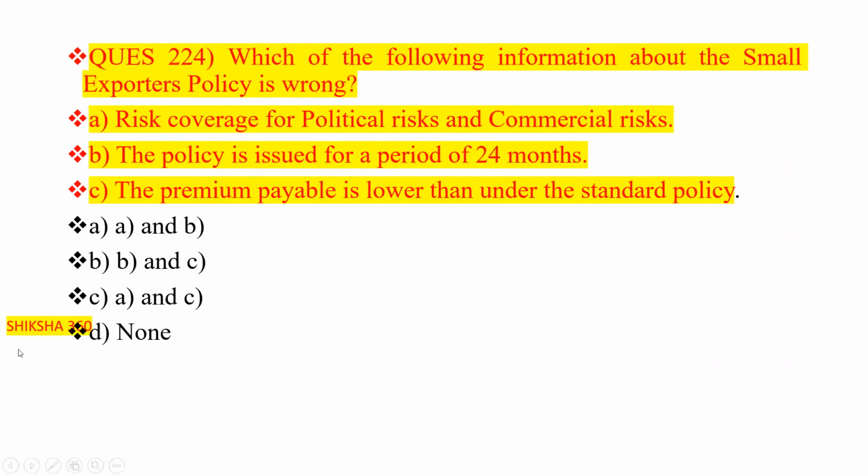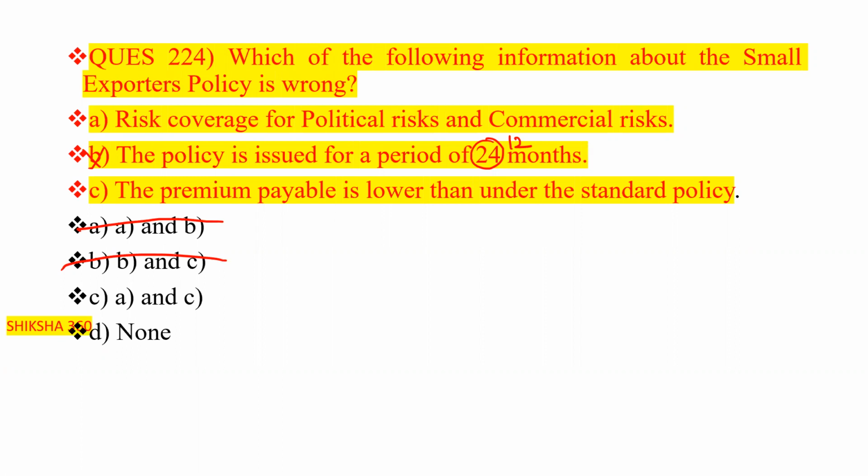Which of the following information about the small exporter policy is wrong? We have already discussed two to three questions on the small exporter policy. First of all, we will discuss point B, leaving point A for now. The policy is issued for a period of 24 months. For how long is it actually issued? It is issued for 12 months, not 24 months. So option B is wrong, but this one is not the answer. Next we have to discuss point A.